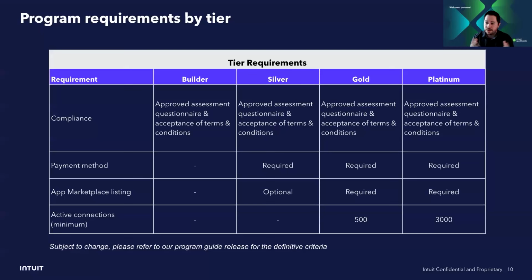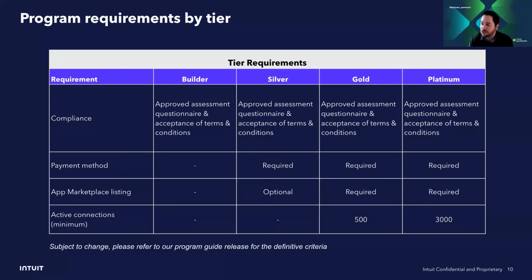Now, each tier does carry a set of criteria to become eligible for the tier. Again, in Builder, the only criteria is just to be on side of our compliance measures, which in this case is the self-attested questionnaire and the acceptance of our terms and conditions. To be able to move into the Silver tier, since this is our first paid tier, this is when a payment method will be required, but there are no additional requirements to get into Silver.